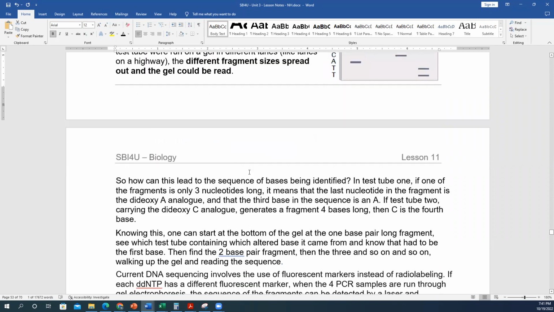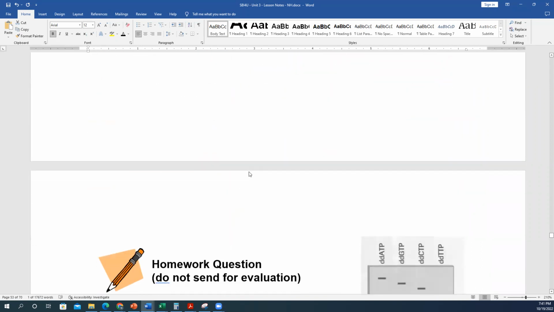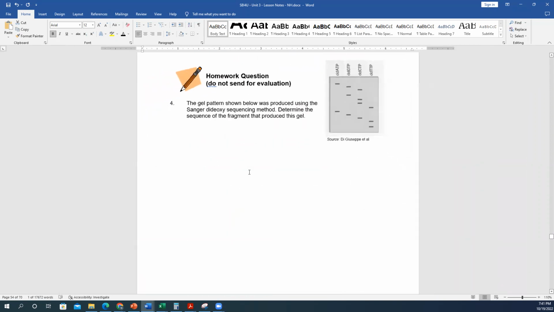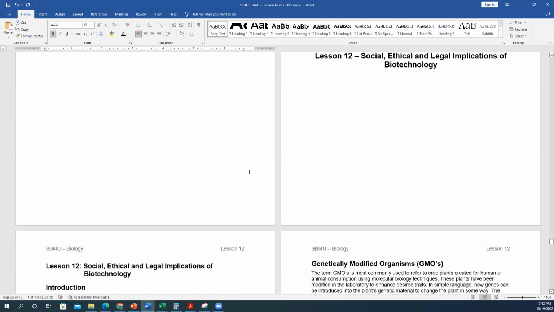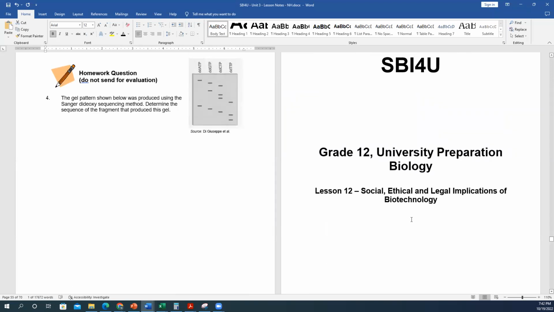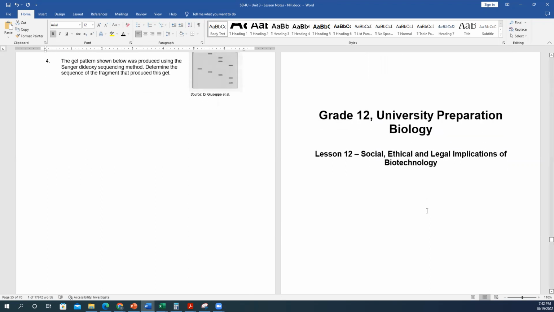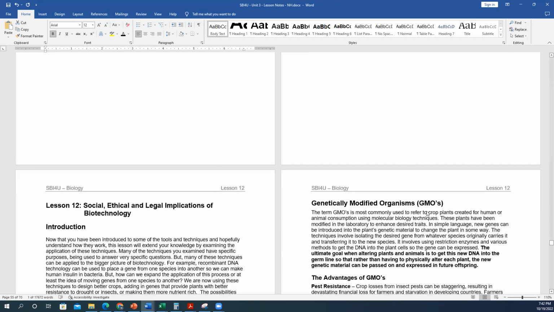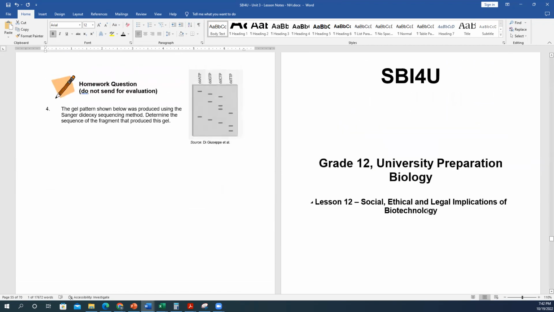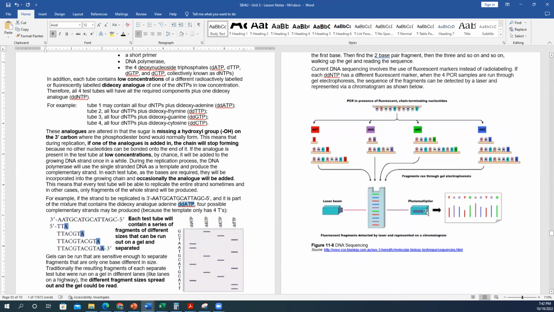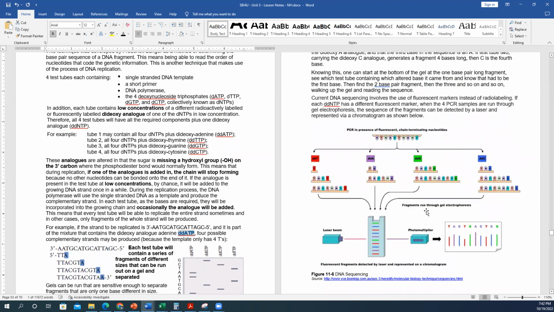So I think that brings us to the end of our lesson here. Our next lesson, lesson 12, will be talking about a very important and very interesting topic of the social, ethical, and legal implications of biotechnology. So if nobody has any questions, I'm okay to end our lesson here at this point.